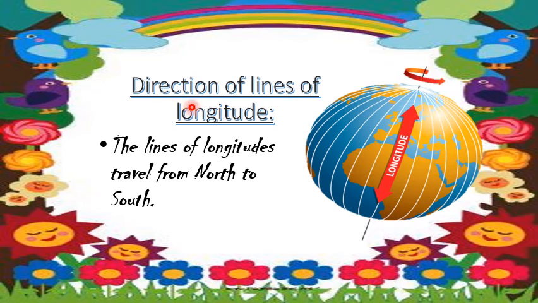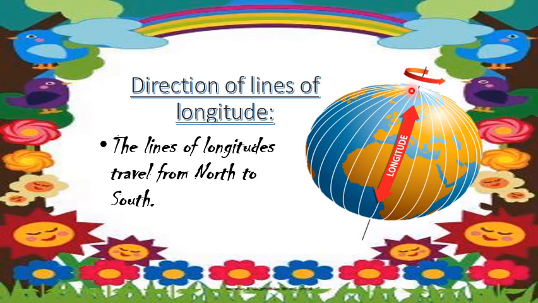Now here we can see the direction of lines of longitude. Here on the globe you can see all the lines are traveling vertically and they are called lines of longitude. The lines of longitude travel from north to south, or we can also say that the lines of longitude travel south to north. Okay, so those lines which are traveling from one pole to another.